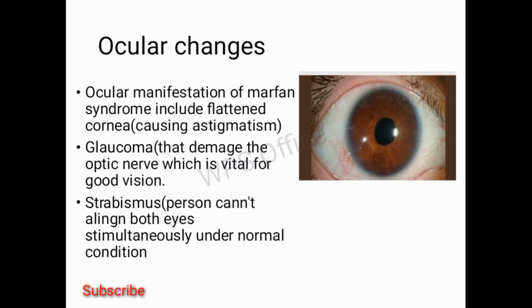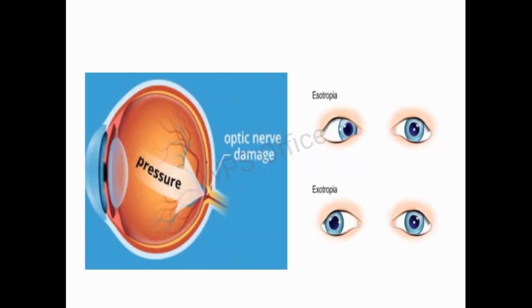Glaucoma damages the optic nerve, which is vital for good vision. Strabismus means people cannot align both eyes simultaneously under normal conditions. As we can see in the pictures, these eye abnormalities occur in Marfan syndrome. In the right side picture, we can see the symptoms of glaucoma, in which the optic nerve is damaged because of the pressure in the eyes.